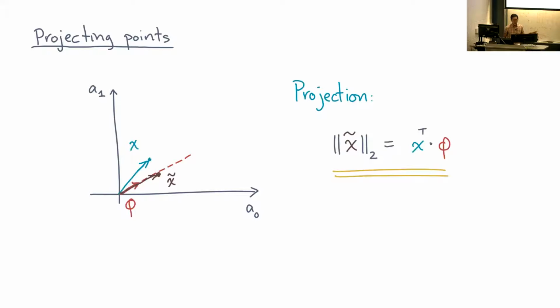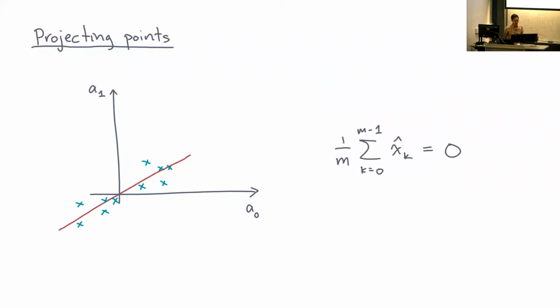Any questions about what we've done so far? We have original 2D points. We're looking for a 1D representation, which is this red line. The way we will characterize the red line is by a unit vector that is parallel to that line. And if I want to know the representation of the 2D point on the red line, it's just x transpose phi. Okay, so far so good. We're good.